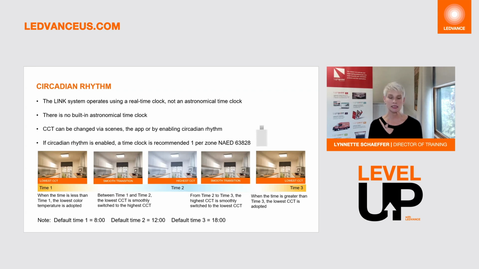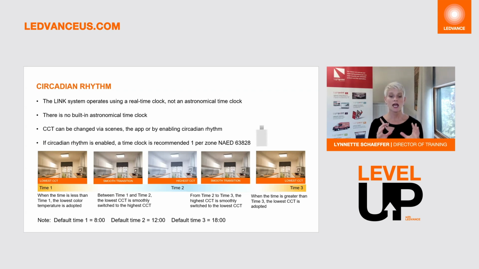In this particular example that you see here, this is how the Link system works. When you enable circadian rhythm using the app, when the time is less than time 1, the lowest CCT temperature is adopted. Between time 1 and 2, the lowest CCT smoothly switches up to the highest CCT. And then from time 2 to time 3, it slowly starts to decrease. And when that lowest CCT level is set, it then keeps that until the next day. The default time in our system is 8, noon, and 6 p.m., but you can change that if you want to. But just remember, it is set on a specific time. And again, the CCT can also, if you want, be changed by a scene.